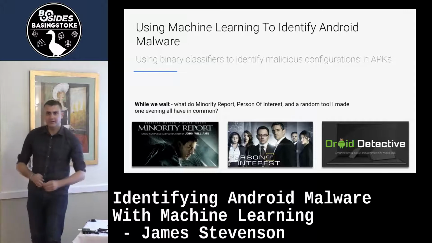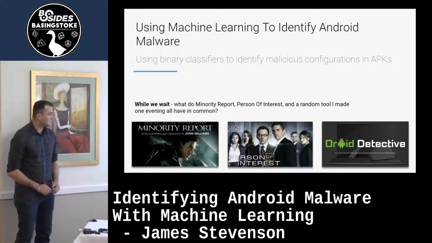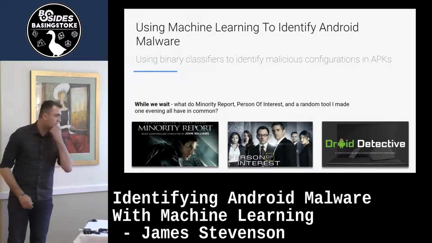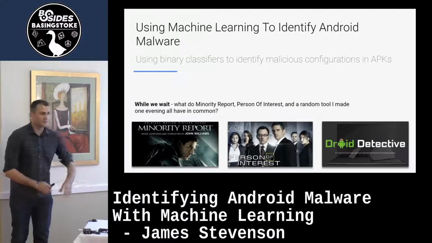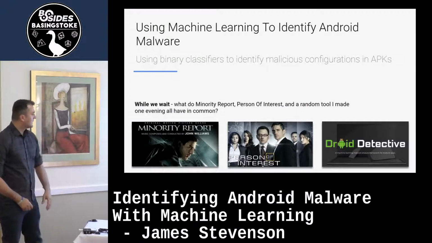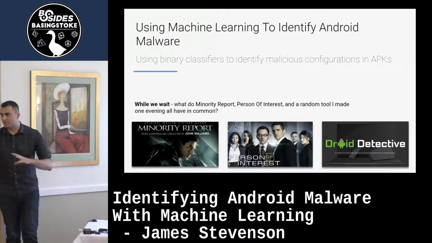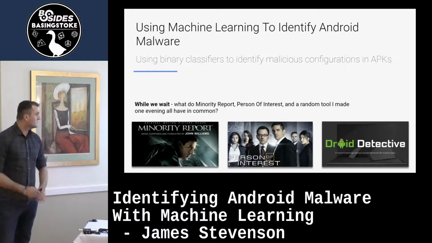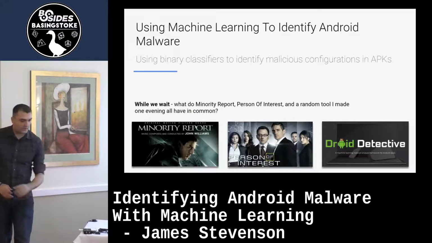Hey everyone, so I'm going to start talks off with a question. The question I came up with for today is, what does Minority Report, the TV show Person of Interest, and a random tool I made one evening all have in common? Super riveting question, I know, I'm sure you're all at the edge of your seats. And the answer is that they all use machine learning or some sort of prediction technique to identify malicious activity. And that's what we're going to be talking about today.